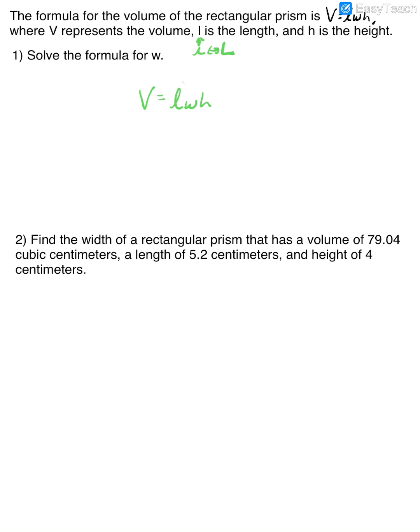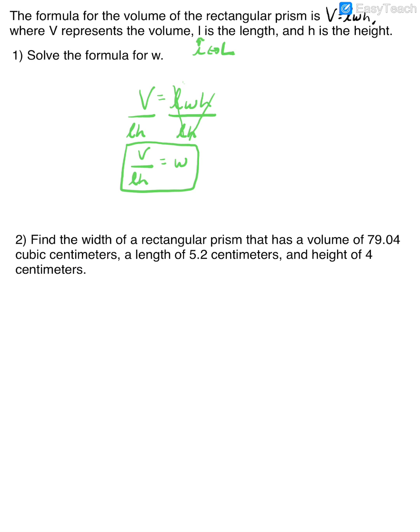So if I want to solve for W, just like in the last problem, L and H are being multiplied to W. So I would handle this the same way, in the fact that I want to divide both sides by L times H. Okay, so on the right side, that cancels the L and the H out, leaving you with W. I don't know what V divided by L times H is, so I'm going to leave it as I have it written. So then my equation is now V divided by L times H, which equals W.